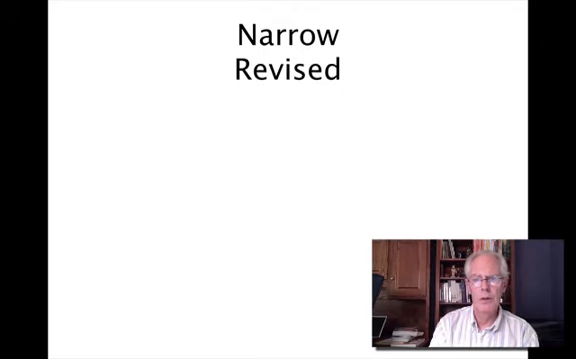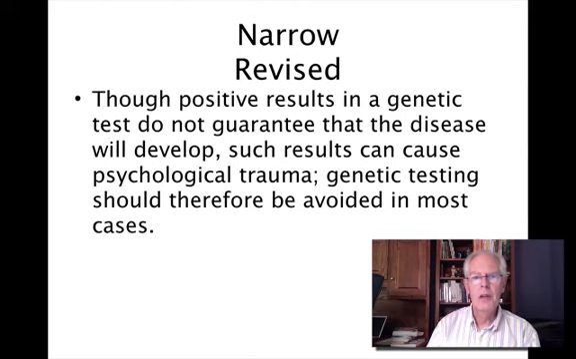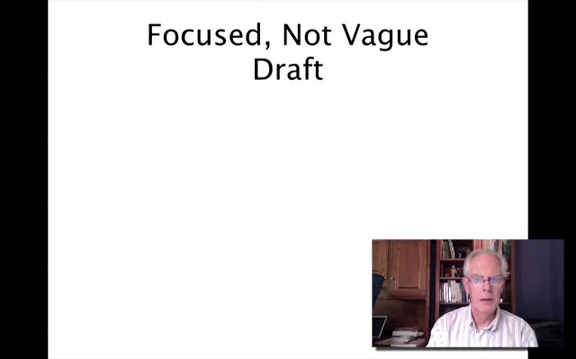So if we see a revised version of this, we can see that it's been narrowed considerably. Though positive results in a genetic test do not guarantee that the disease will develop, such results can cause psychological trauma. Genetic testing therefore should be avoided in most cases. So now we're very specific. We're talking about psychological trauma and why this genetic testing situation should be limited in such cases, because we don't want to inflict that on people. So it's a narrower topic.